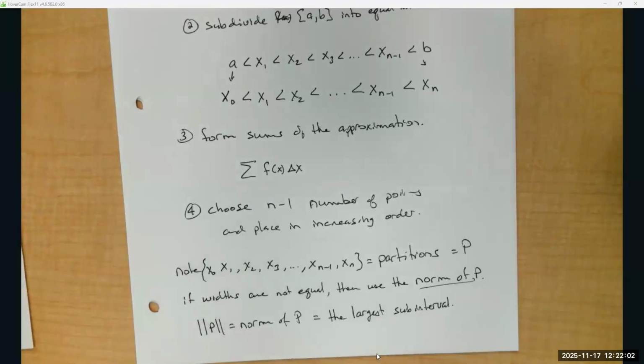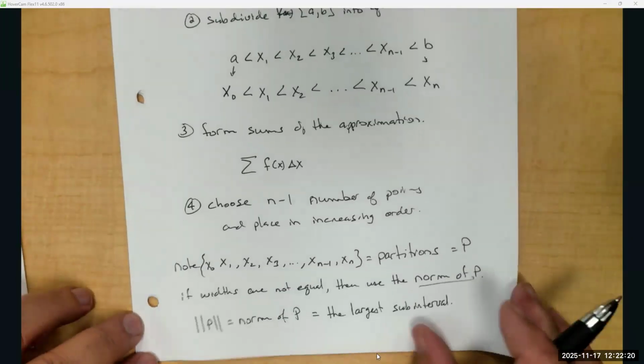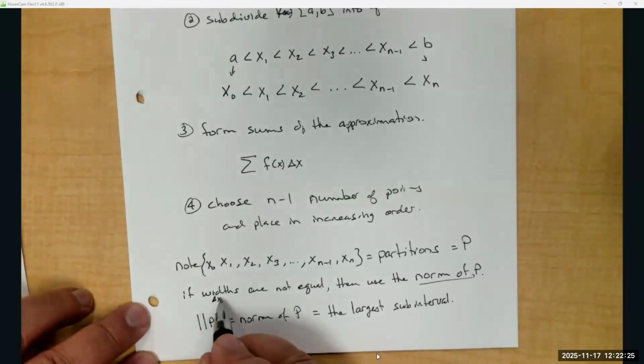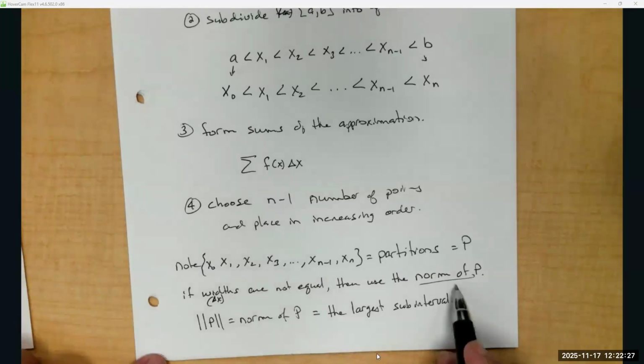Remember, if you have n number of intervals and they're not equal size, why would you use the largest of those intervals as your value for delta x? Remember, if the widths of delta x are not equal, then use the norm. Why? Because if you use the smallest one, can the smallest one approximate anything bigger than it?